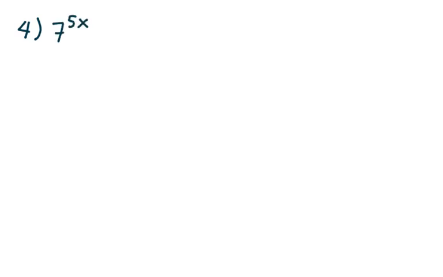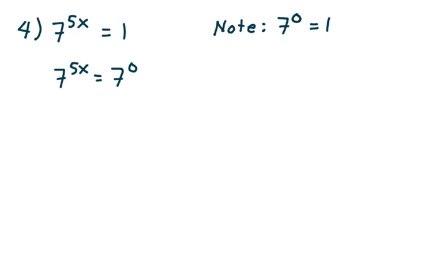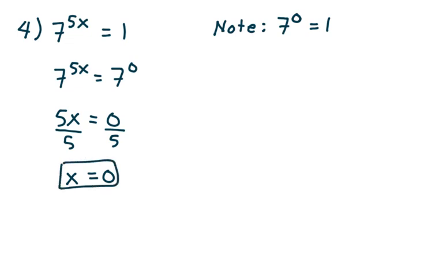Suppose 7 to the 5x is equal to 1. But let's recall something. If I take 7 and raise it to the 0 power, I get 1 back. And so 7 to the 5x is equal to 7 to the 0. So this tells me 5x has no choice but to equal 0. Dividing both sides by 5, we can say x equals 0. That's example 4. Let's take a look at example 5.